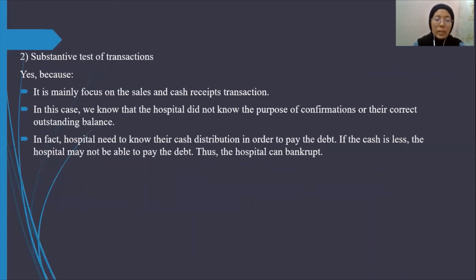Second is substantive test of transaction. We plan to emphasize this test because substantive test of transaction is mainly focused on the sales and cash receipt transaction. In this case, we know that the hospital did not know the purpose of confirmation or their correct outstanding balance. In fact, the hospital needs to know their cash distribution in order to pay the debt. If the cash is less, the hospital may not be able to pay the debt. Thus, the hospital can go bankrupt.